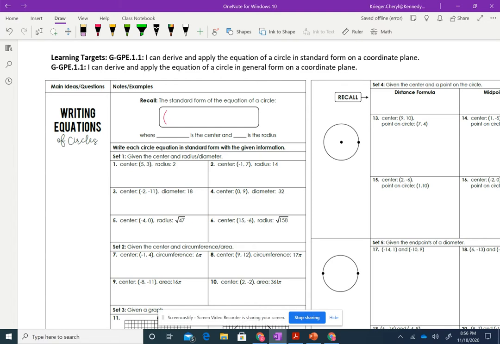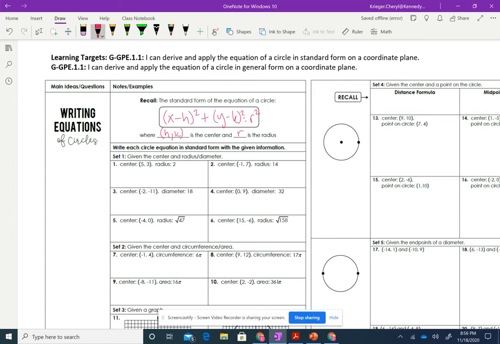(x - h)² + (y - k)² = r², where (h, k) is the center and r is my radius.